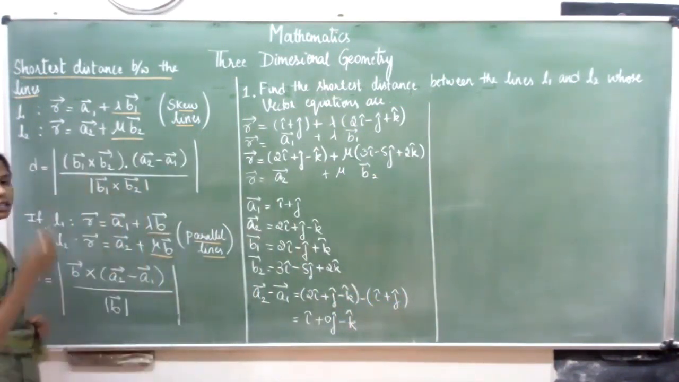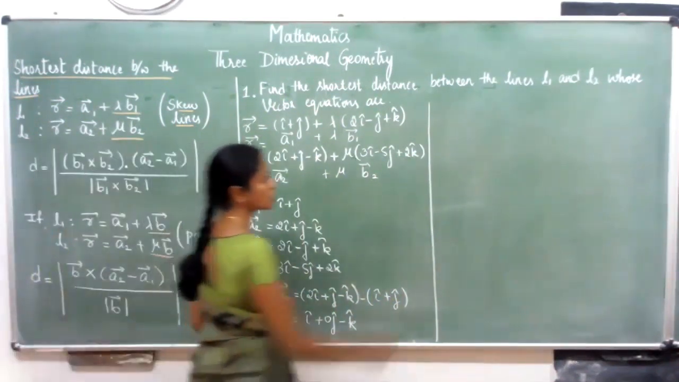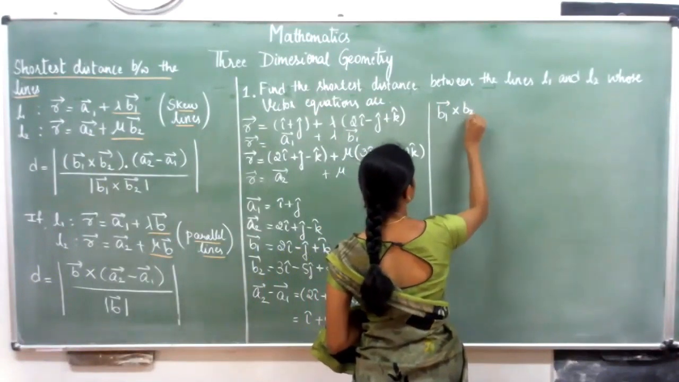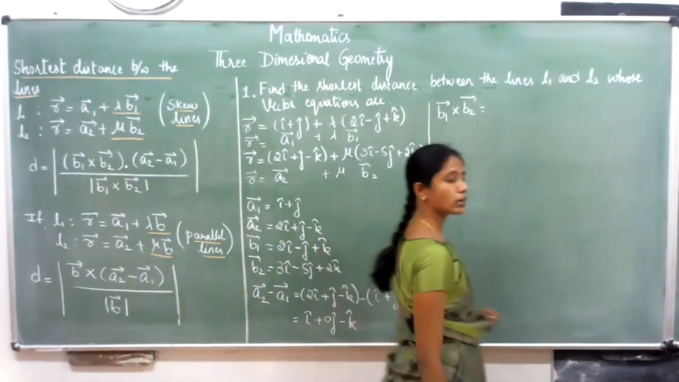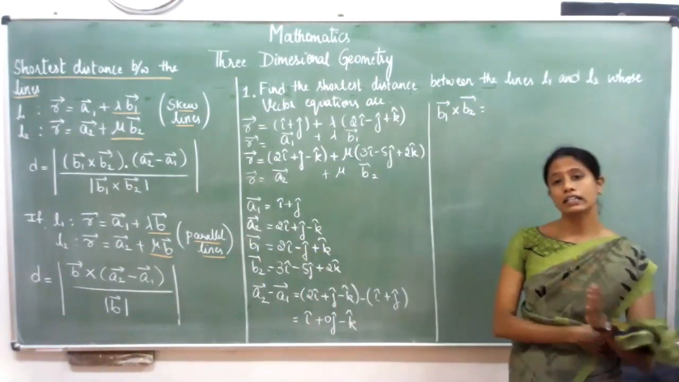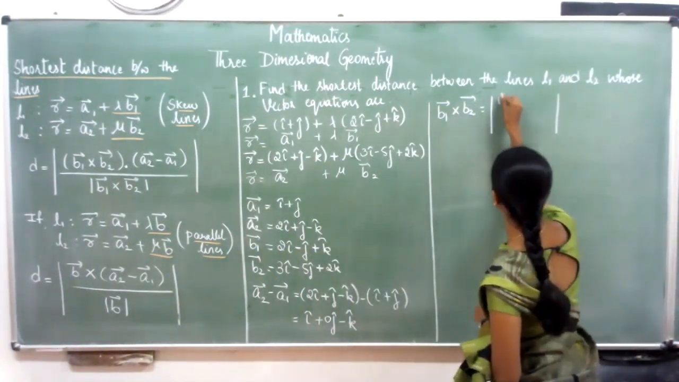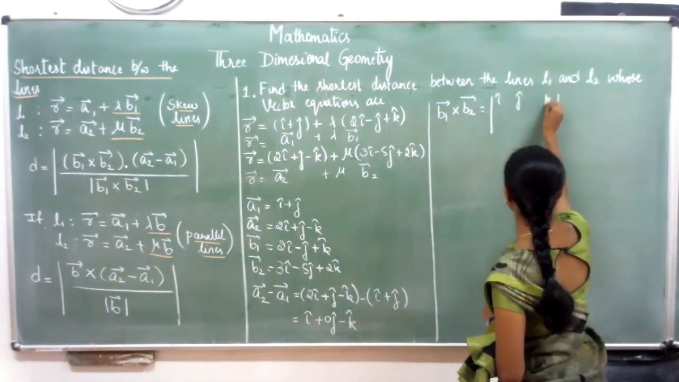Next, let us find vector b1 cross b2. In order to find the cross product between the two vectors, we use a determinant. The first row of the determinant should be written as i, j and k.